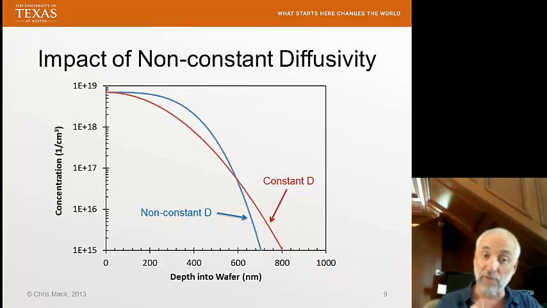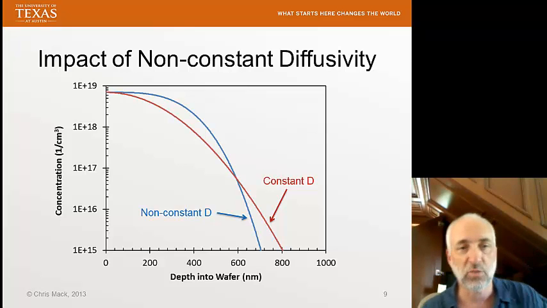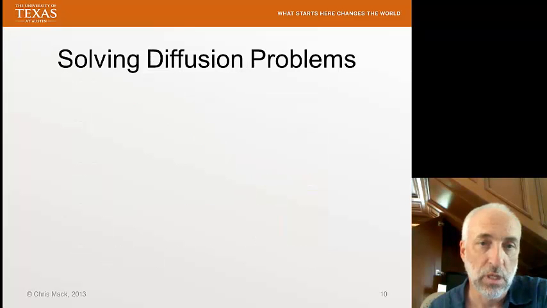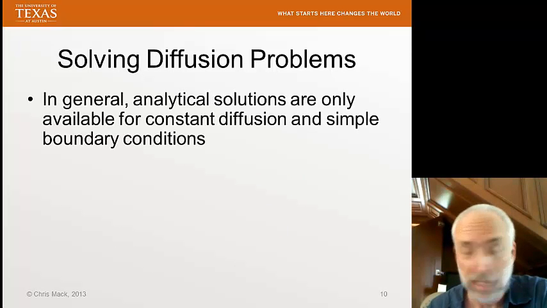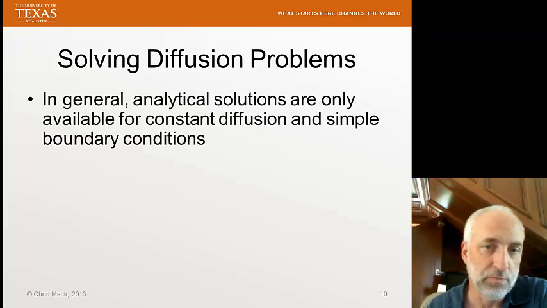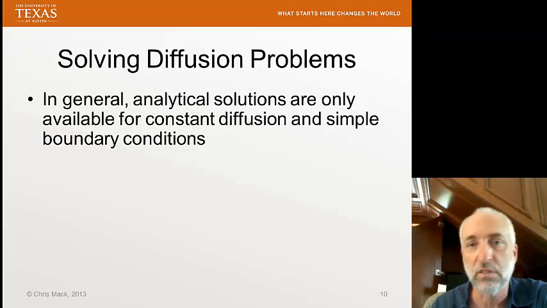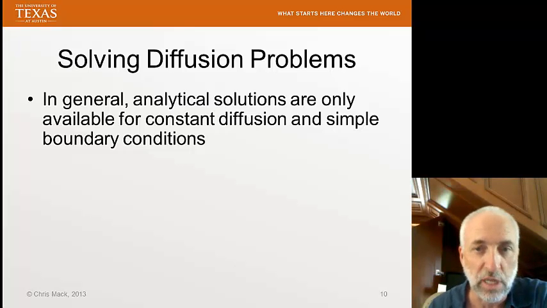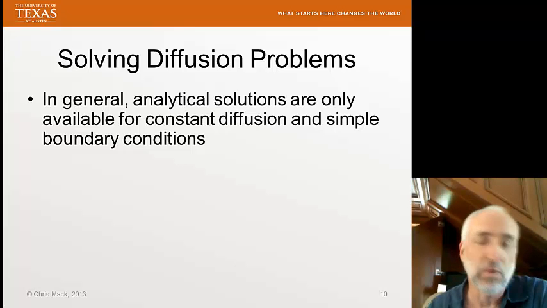Well, knowing what that profile is quite important. So we tend to have models that predict this diffusivity, taking these mechanisms into account so that we can more accurately predict what this profile will look like. So let's talk about solving these kinds of diffusion problems. Well, last lecture we talked about analytic solutions. Analytical solutions are generally only available for the very simple case of constant diffusivity, not constant diffusion, but constant diffusivity, and very simple boundary conditions, like a few that we showed.